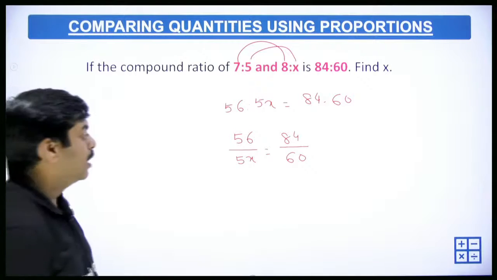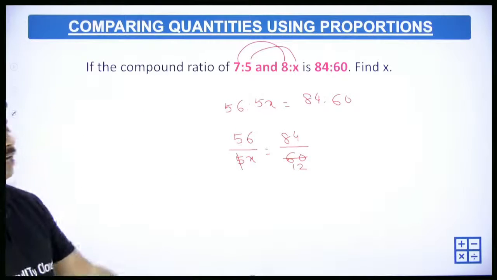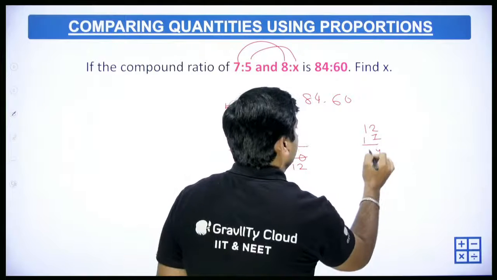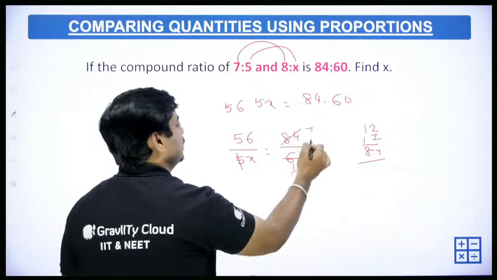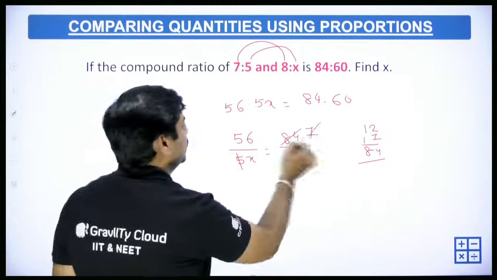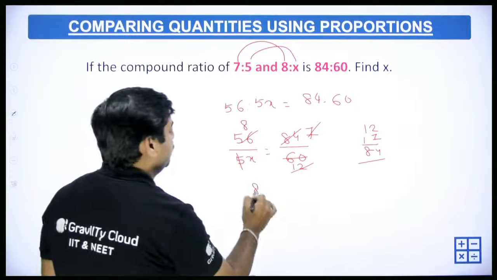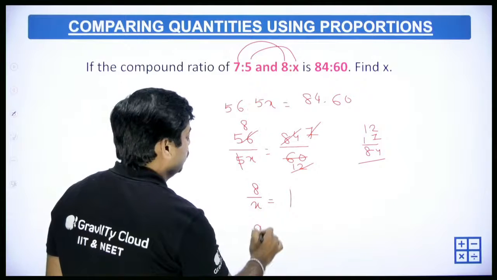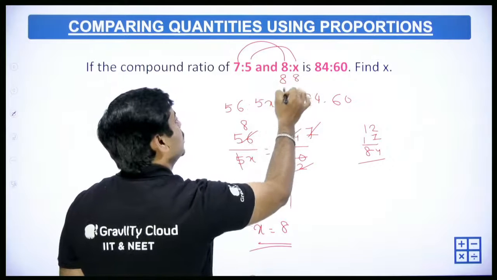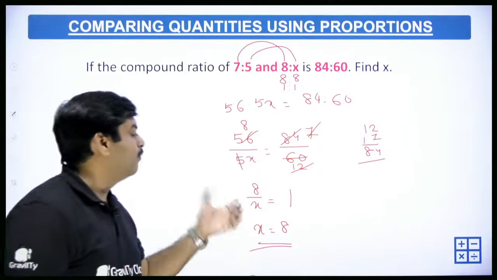So we can cancel with this one, 5 ones and 5 12s. If I'm not wrong, 12 sevens are 84. Let me check that. 7 2s are 14, so 12 ones, 12 sevens. And 7 ones, 7 8s are 56. I don't think anything is left here. So that becomes 8 by x is equal to 1, so you'll get x is equal to 8. Simply, the ratio is 8 is to 8, or simply 1 is to 1. So the final answer, the value of x is 8.